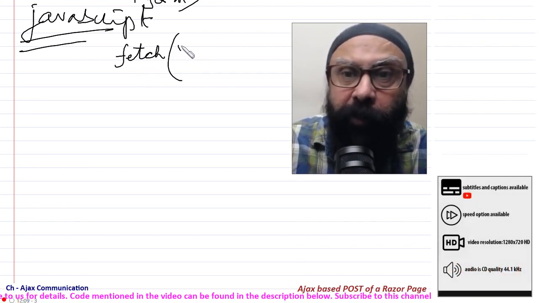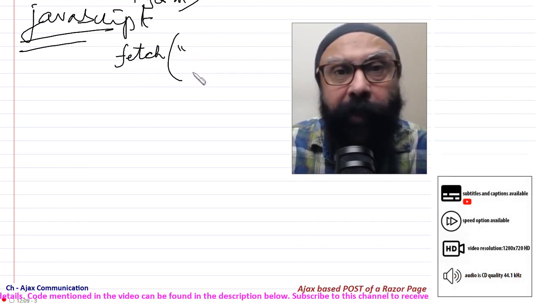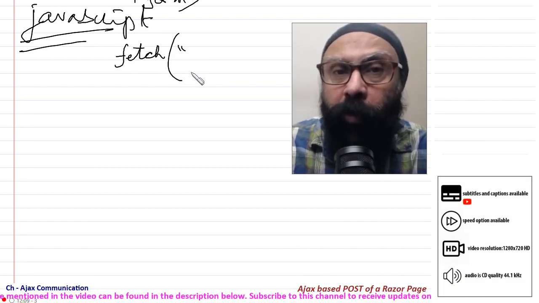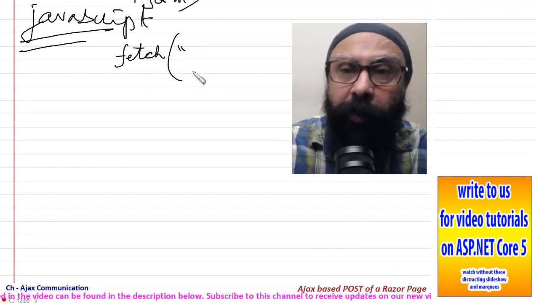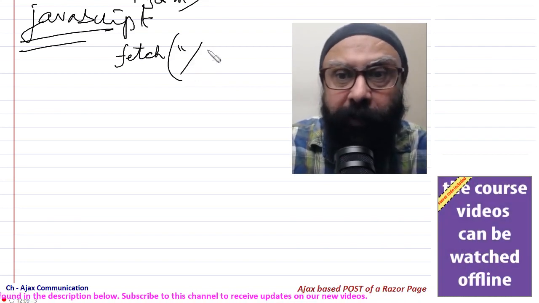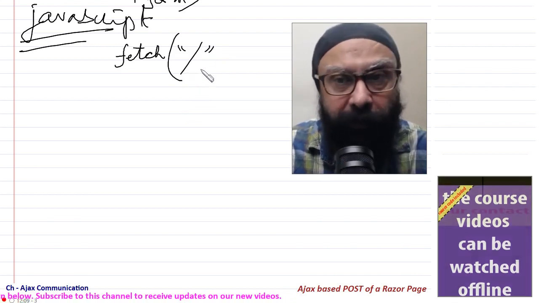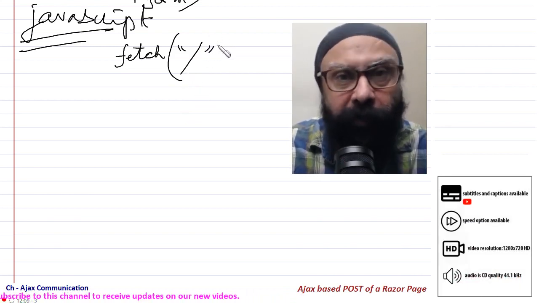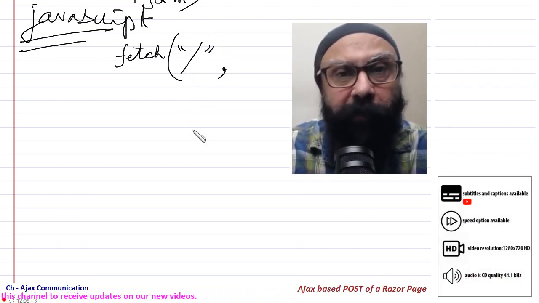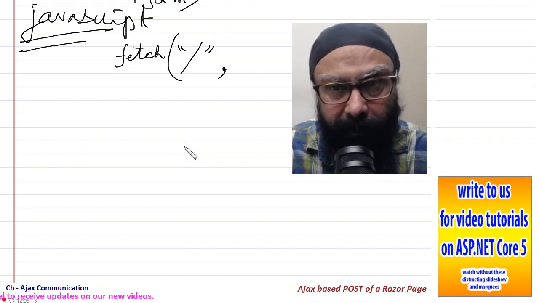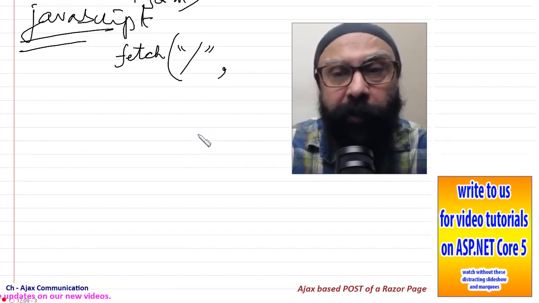The first argument is the destination function that is going to respond to your AJAX call. This function exists on the server side. So let us say that it is somewhere on the index page, so I'll put a simple slash, or maybe slash index, whatever is the destination, the receiver function on the server side. I'll come to that function in a moment.